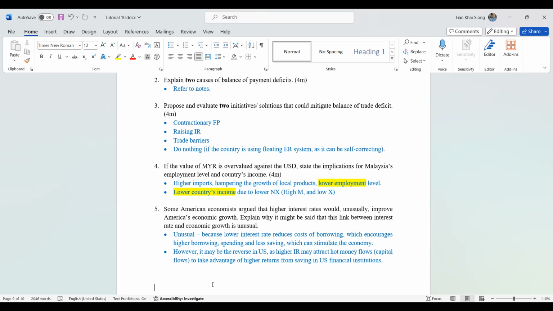Because the US is a strong economy. So when their interest rate is higher, they can attract a lot of people to put their money in US financial institutions. We say that a higher interest rate will attract hot money flows, money that is trying to take advantage of higher interest rates in the international markets. So they will save their money in US financial institutions, and that attracts more capital flow to the US, which results in economic growth. Otherwise it's unusual, because normally only lower interest rate results in higher economic growth because of lower cost of borrowing.